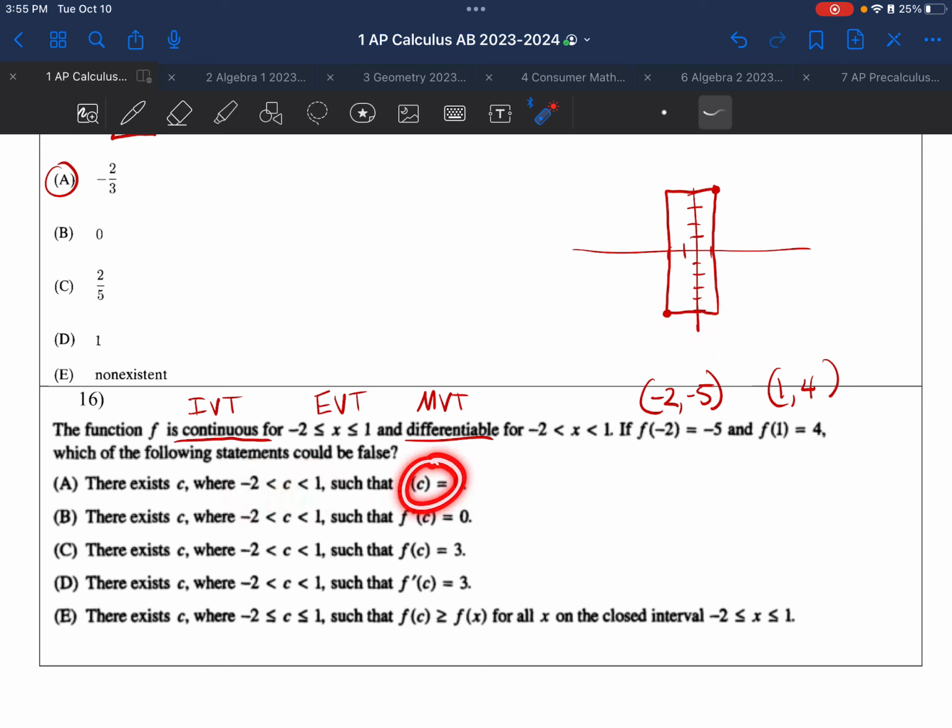It's saying the height is 0. Well, height of 0 is in that rectangle. The height of 5 is not guaranteed, but height of 0 is guaranteed. So this one is a true. It must be true by IVT. We'll say by intermediate value theorem. I don't have to say that, but I'm writing this for the notes just so that you can learn.